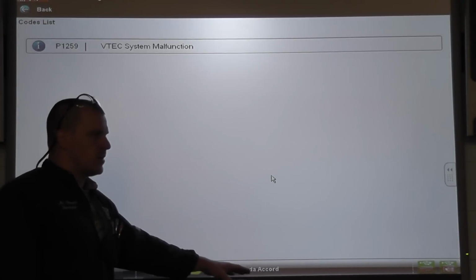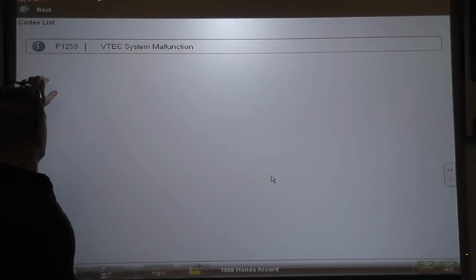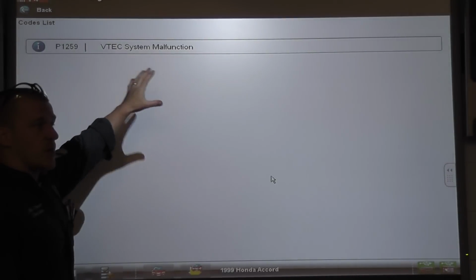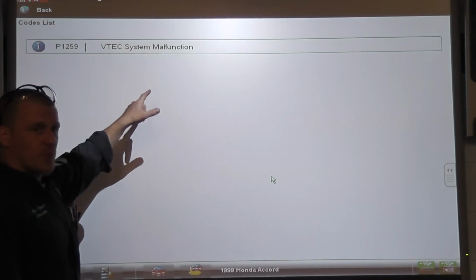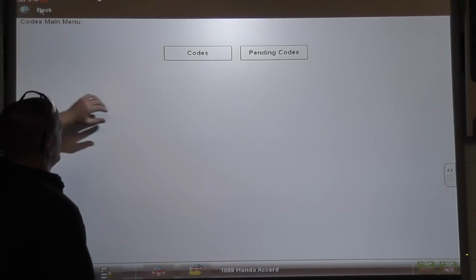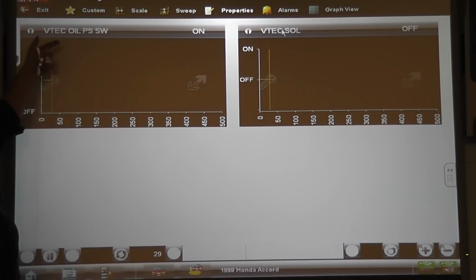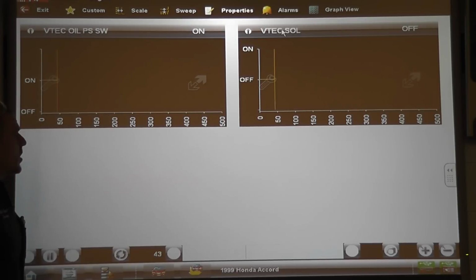1999 Honda Accord, and we have a VTEC system malfunction trouble code. So the first thing that we want to do is go to our data pins and take a look at our VTEC switch, oil pressure switch, and our VTEC solenoid. And I can do that here, can't I? Yeah. See, the VTEC oil pressure switch says on. We're not sure if that's normal with the key on engine off or not.